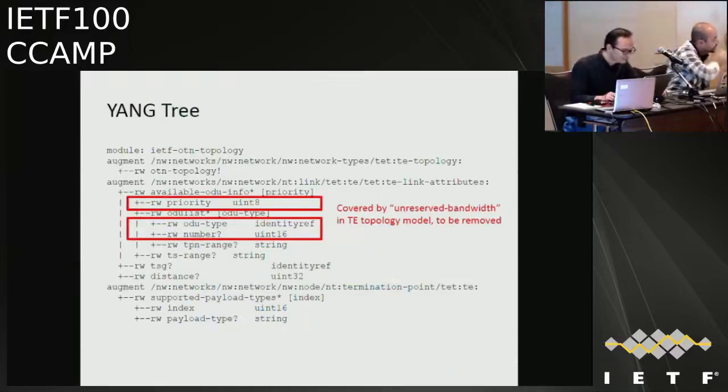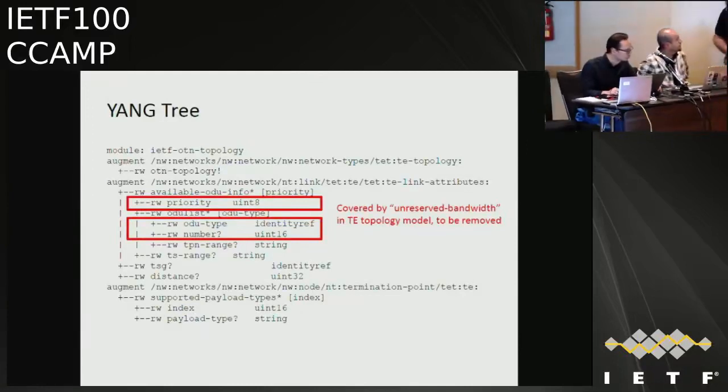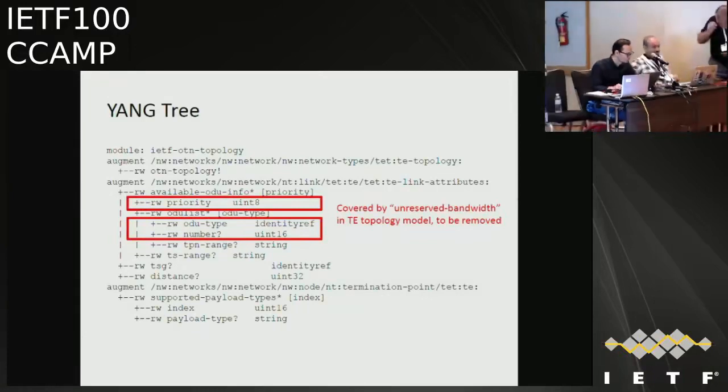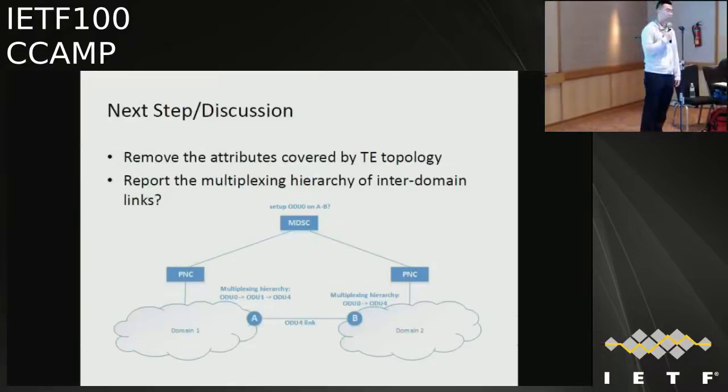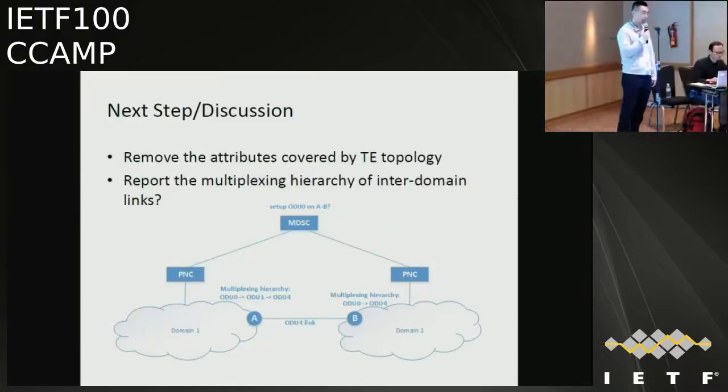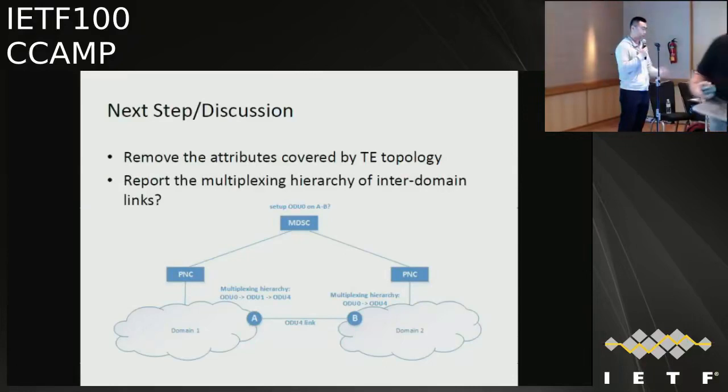And next, thanks. Now this is the YANG tree. Currently, there are still some attributes not yet removed, as they are covered by the TE topology model, such as the unreserved bandwidth attribute. Next step, we will remove them. Currently this model is NMDA compliant. And next, please. For the next step for the OTN topology model, we will remove the attributes which are covered by the TE topology model, to align with the TE topology model.